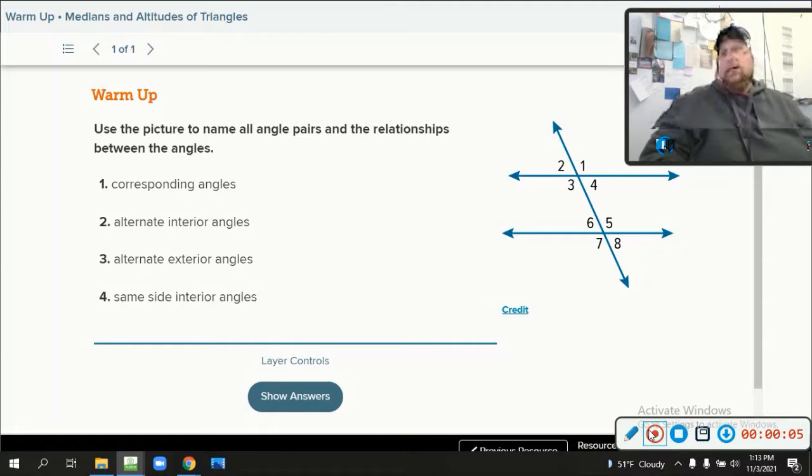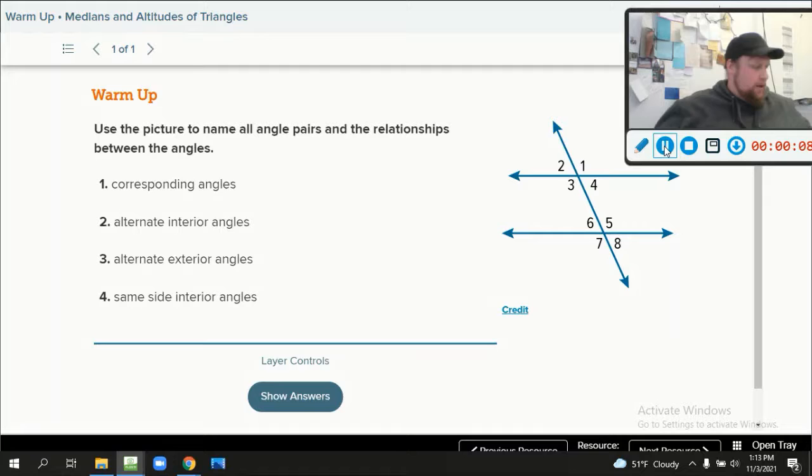All right, here's your warm-up. Go ahead and work on it. Pause me because I'm going to do it in just a second. Awesome. All right, so here we go.